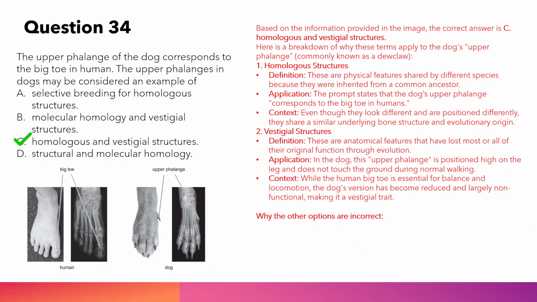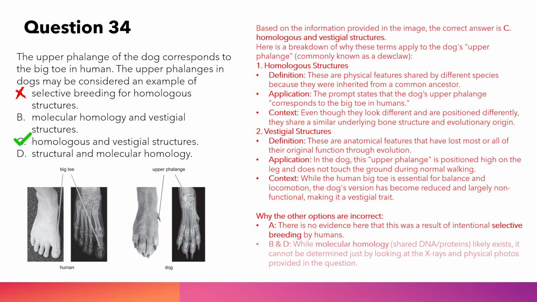Why the other options are incorrect. A. There is no evidence here that this was a result of intentional selective breeding by humans. B and D. While molecular homology, shared DNA or proteins, likely exists, it cannot be determined just by looking at the X-rays and physical photos provided in the question.